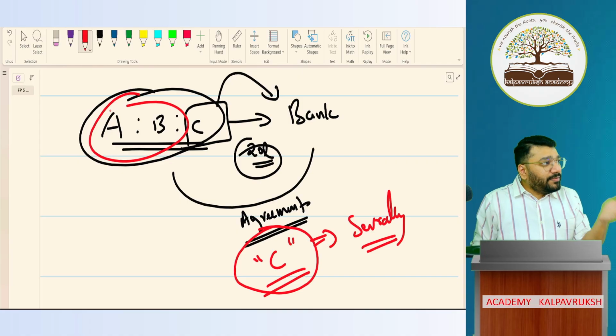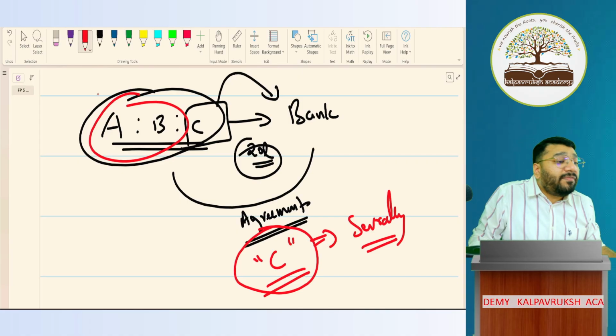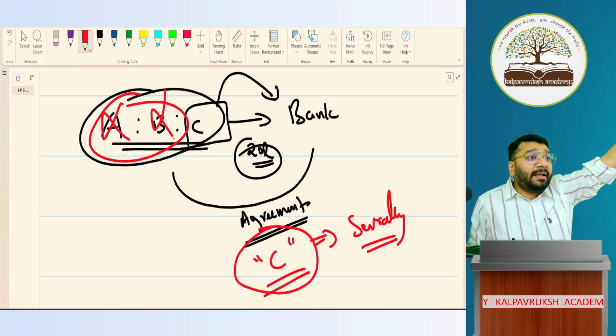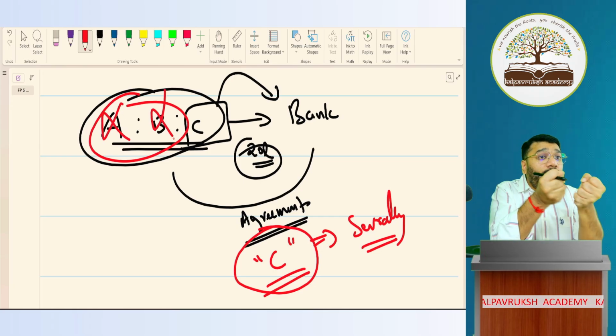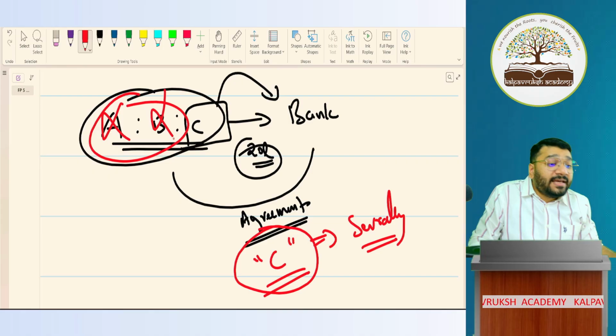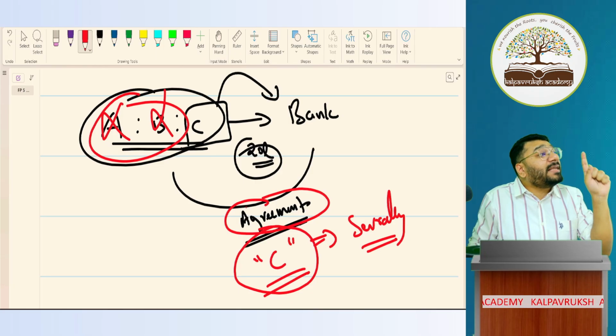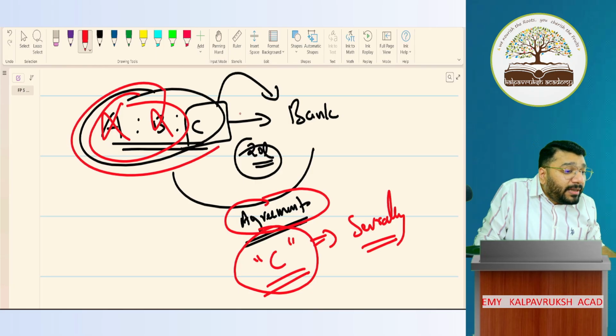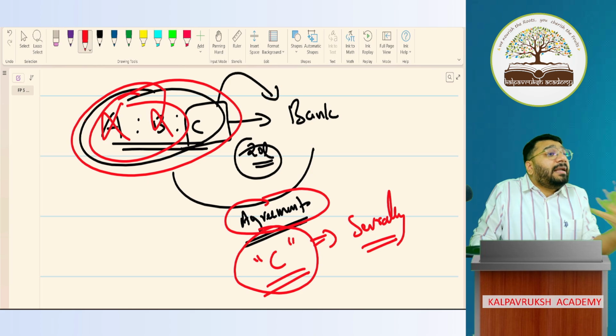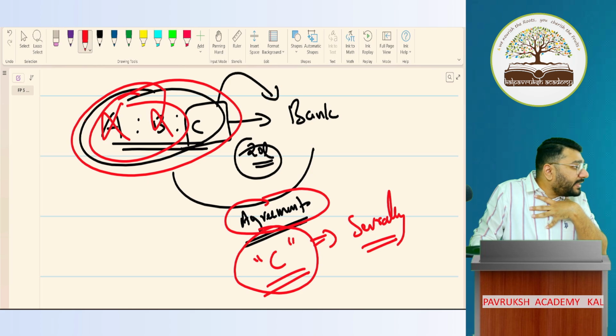See, first, obviously, we'll try to recover money from A, B and C. But if A and B say get lost, I will not pay, the banker will catch whose neck? C's neck. Because in this agreement, C has given an exclusive commitment that if the firm does not pay the money, I will make the payment. Like that, a guarantee is being given by C.